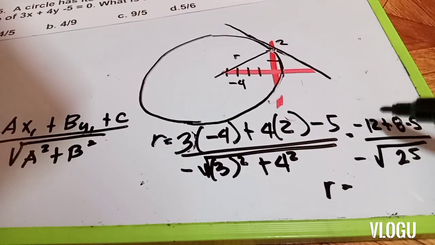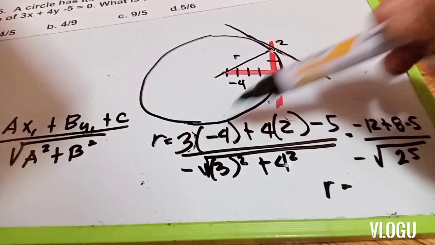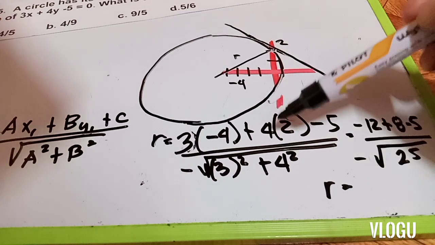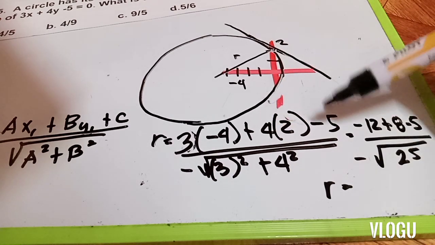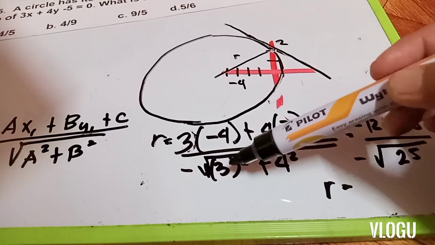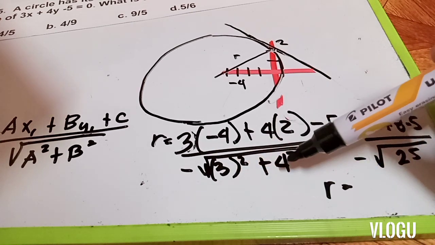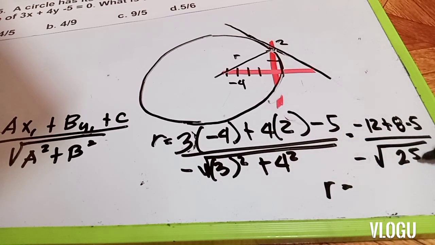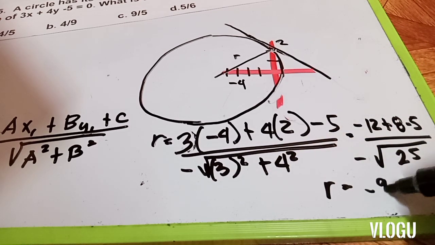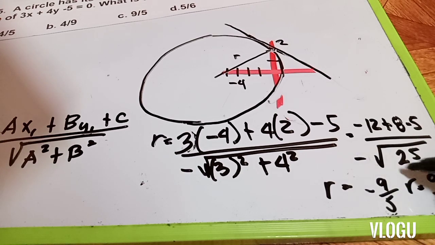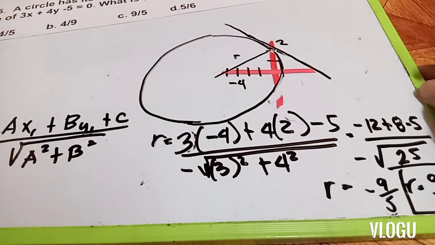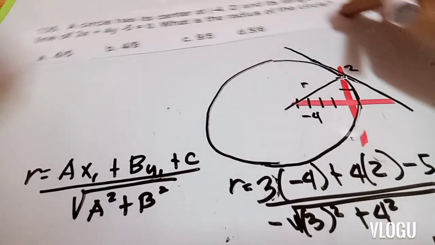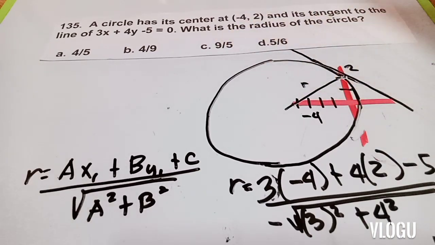radius will become, take note, negative 3 and 4 times negative 12. 4 times 2 will become 8. And then 5. 3 squared will become 9. Plus 16. 9 plus 16 will become 25. And the answer is negative 9 over 5. Or radius will become 9 over 5. Okay. So the answer is letter C, 9 over 5.